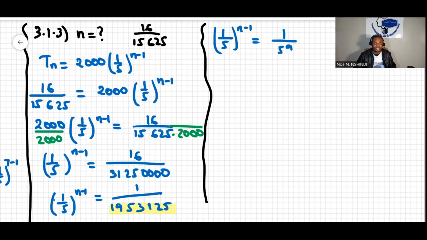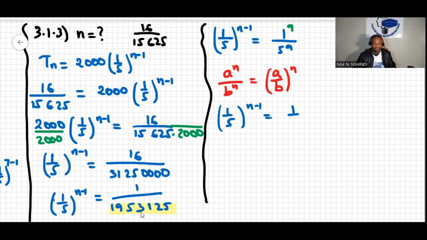I want you to notice that 1 is 1 regardless of the exponent. 1 to the power of 2 is still 1, 1 to the power of 1000 is still 1. So I can also put here 1 to the power of 9. Why am I doing so? Because there is a law of exponents that says a to the n over b to the n is the same as a over b to the power of n. So we can write 1 over 5 to the power of n minus 1 equal to 1 over 5 to the power of 9.